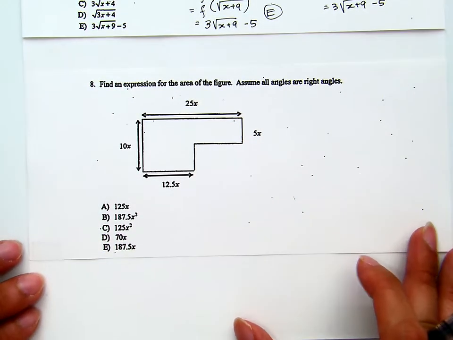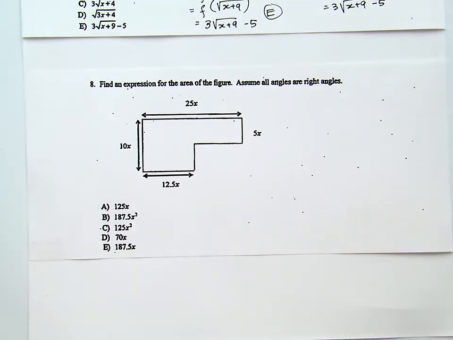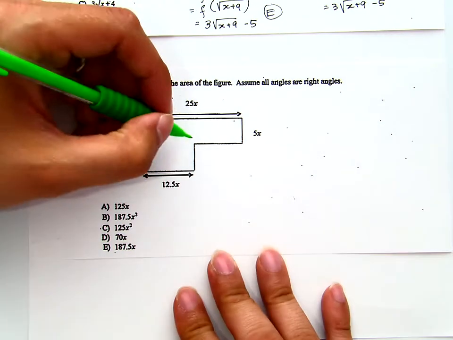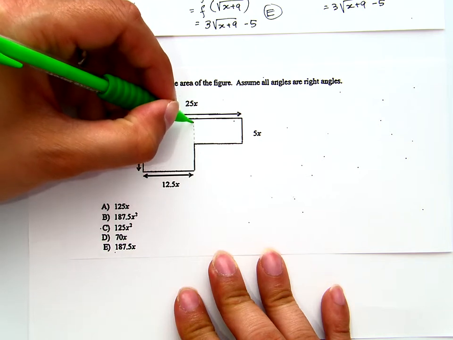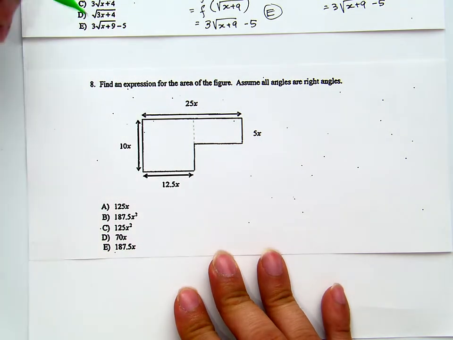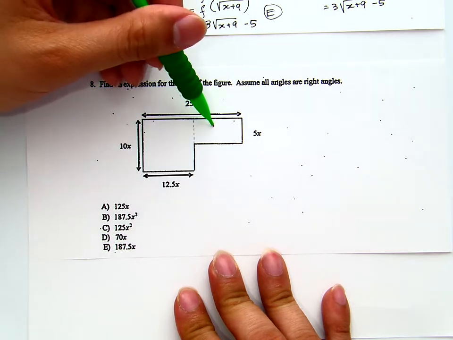Number 8, find an expression for the area of the figure. Assume all angles are right angles. We want to find the area of this figure here. Now there are 2 ways to do this. The first one, if I break this up here, and then I will add the area here plus the area there.